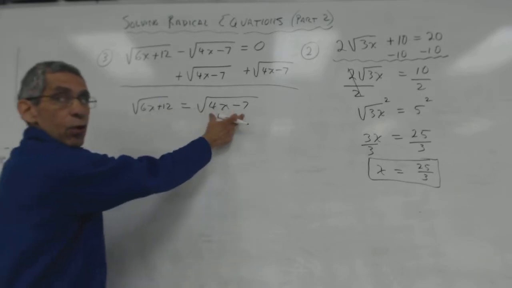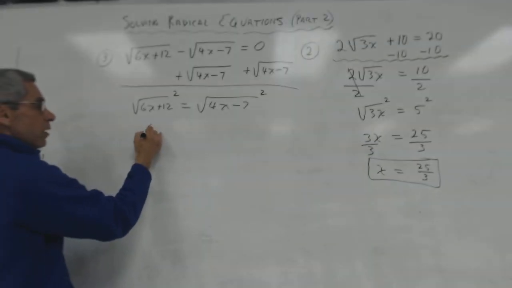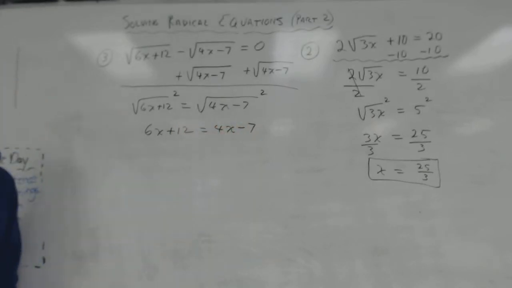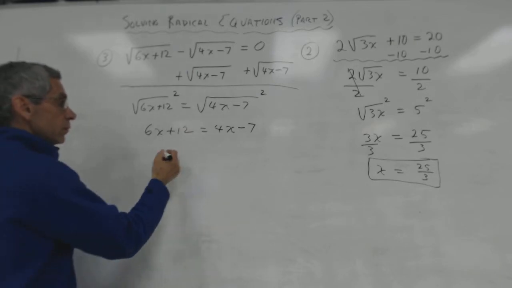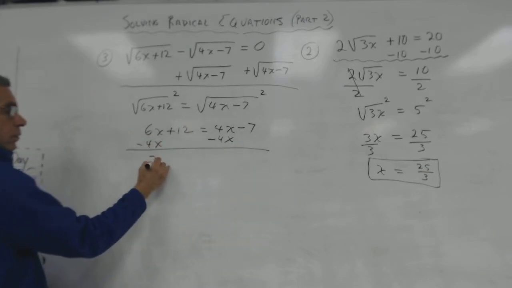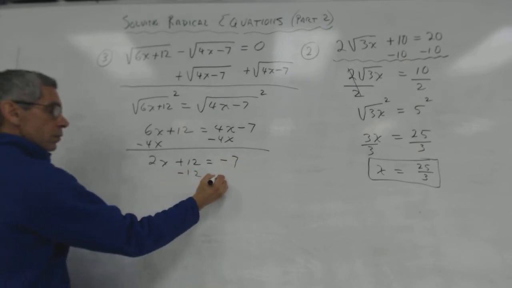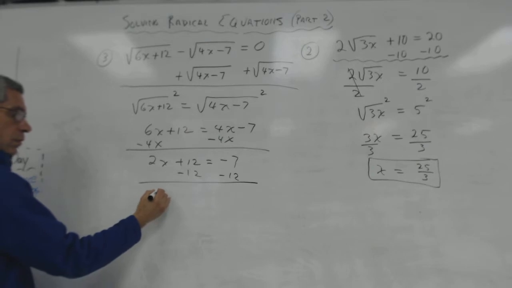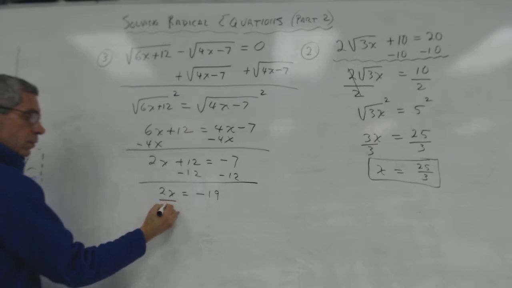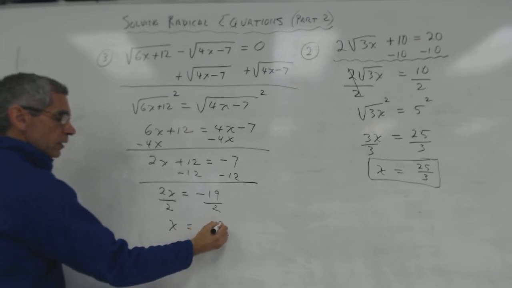Square both sides because they are both isolated, right? All right, they're both isolated, so I can square both sides. So now all I have is 6x plus 12 is equal to 4x minus 7. Michael, help me. You subtract the 4x from the 6x, and then you have 2x plus 12 equals negative 7, and then you subtract the 12, and then 2x equals negative 19, and then x equals negative 19 over 2.